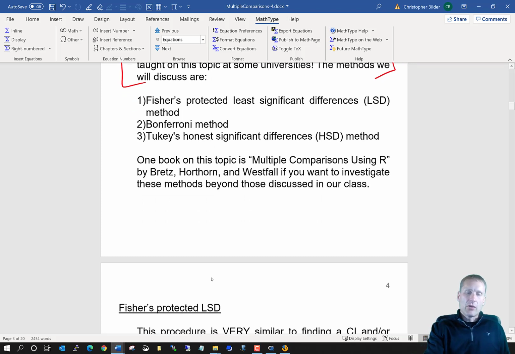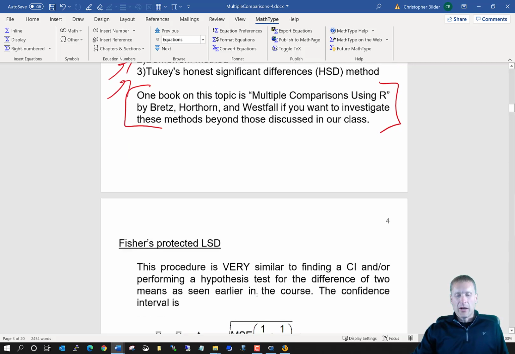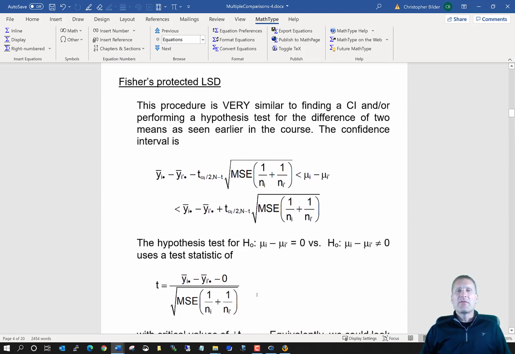The first one is called Fisher's Protected Least Significant Differences, or LSD method. It's unfortunate, LSD does not mean the illegal drug. It's just a way to abbreviate least significant differences. The second method is called the Bonferroni method. And the third is Tukey's Honest Significant Differences, or HSD method. If you find this interesting, there are whole books on this subject, and here's one particular book that's often used. Okay, so let's talk about Fisher's Protected LSD.